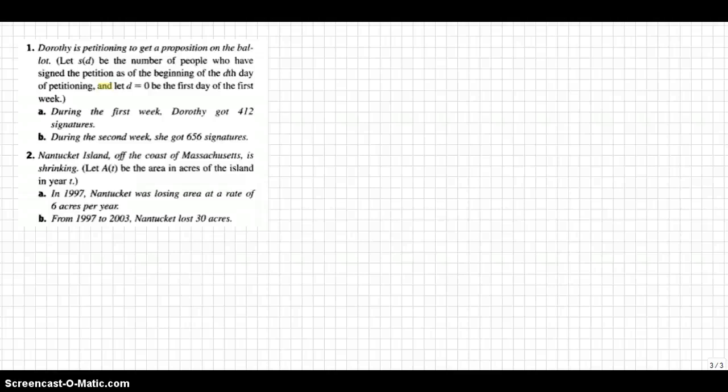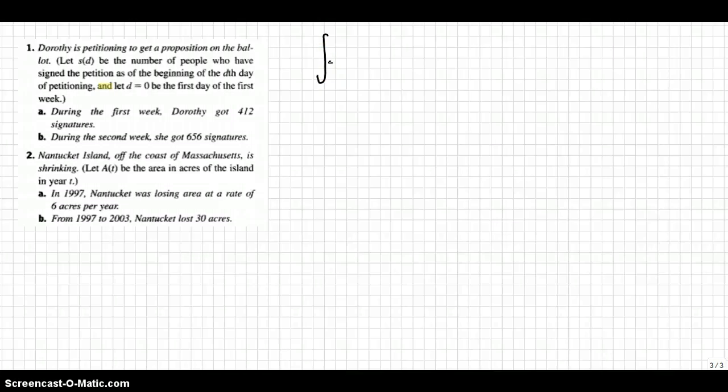So it says during the first week, she got 412 signatures. That's telling me something about a range of time, right? Because remember, S of D is at each day. So if I'm talking about totals over ranges, I'm talking about integrals. So the integral is written as a really long, skinny S because it's the sum over what happened for all days of the first week.